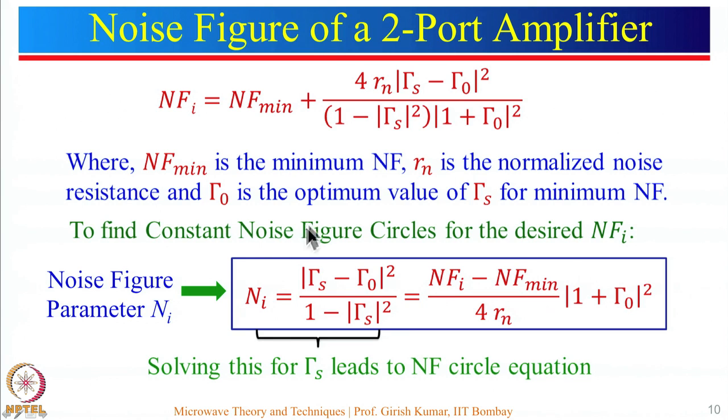So, now we have to find the constant noise figure circle. Till now we talked about the stability circle, then we talked about the gain circle, and now we are going to talk about the noise figure circle. So, I hope that by seeing all these circles your mind does not go into circles.